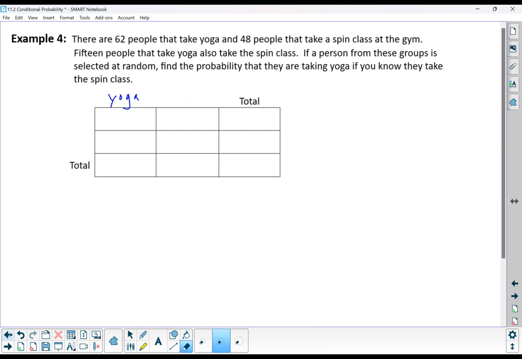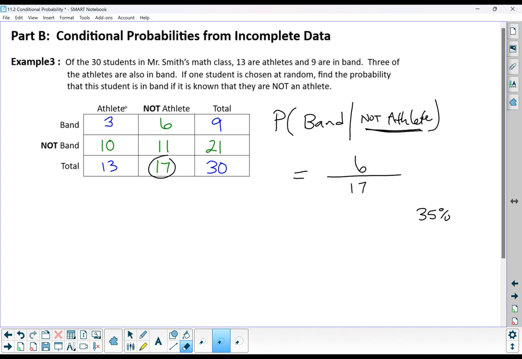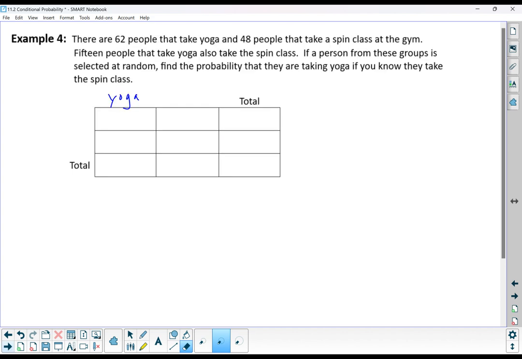So a lot of times, but not always, your categories are going to be like athlete and not athlete, band and not band. In a second, we'll do an example where it's not that way, but that's often how the categories go because you're either in yoga or you're not in yoga. So that's going to break the total group into those 2 categories. So we're going to do yoga and not in yoga, spin and not in spin. And you can use our not symbol if you want. You can use the squiggle for the word not, or you can use the word not, whichever you prefer.